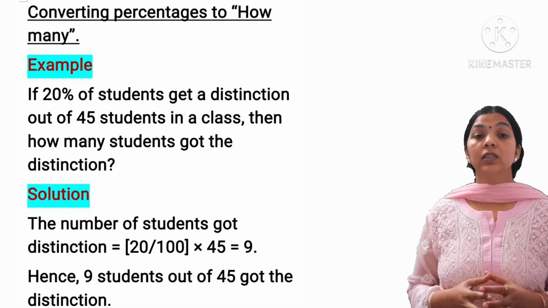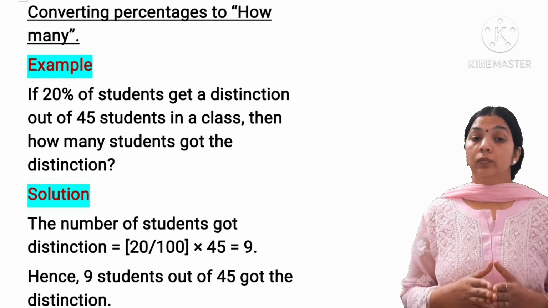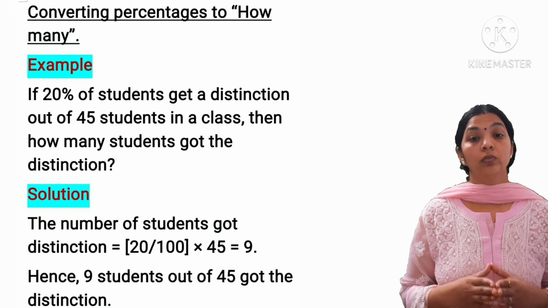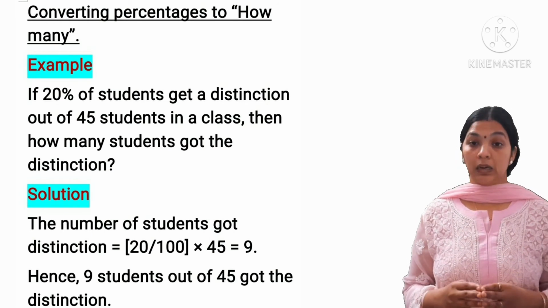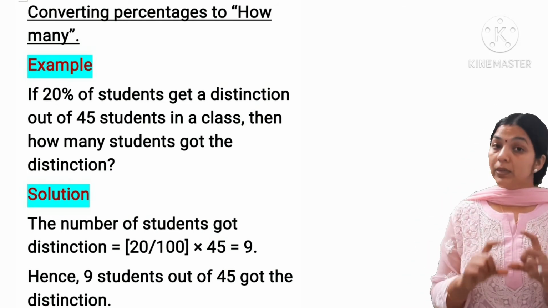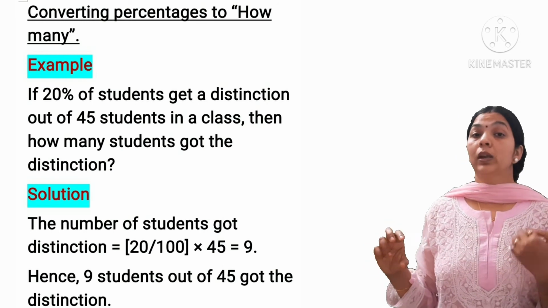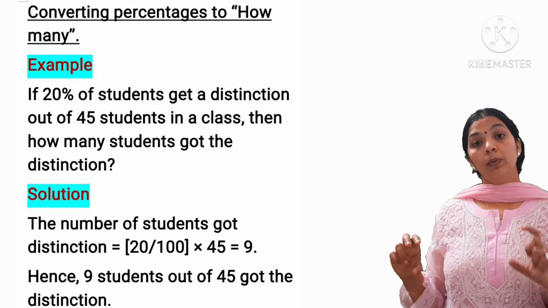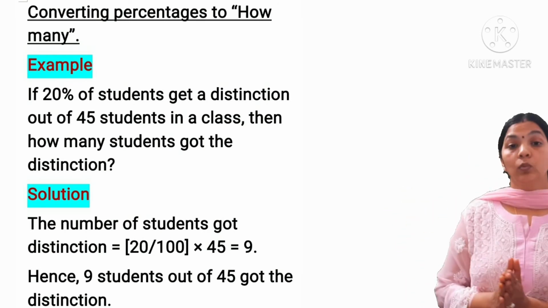Okay, next is converting percentage to how many. For example, if 20% of students get a distinction out of 45 students in a class, then how many students got the distinction? Now, the percentage is given to us, the number of students is given to us. We have to calculate what is 20% of those 45 students. So for this, what will we do?